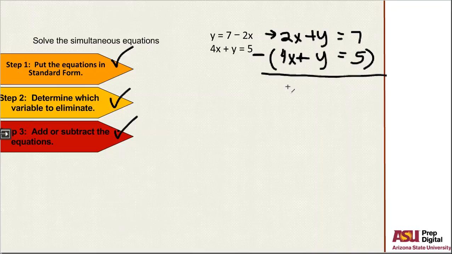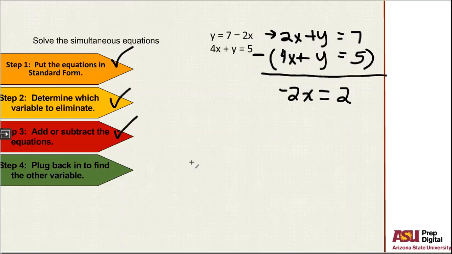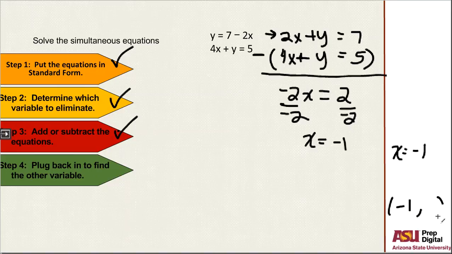2x minus 4x gives me negative 2x. y minus y is 0, so there's my elimination. That's the whole point. And then 7 minus 5 is 2. Now we have a really simple equation. I'm going to divide by negative 2, and that gives me my x. So x is equal to negative 1. There's the first half of my answer.